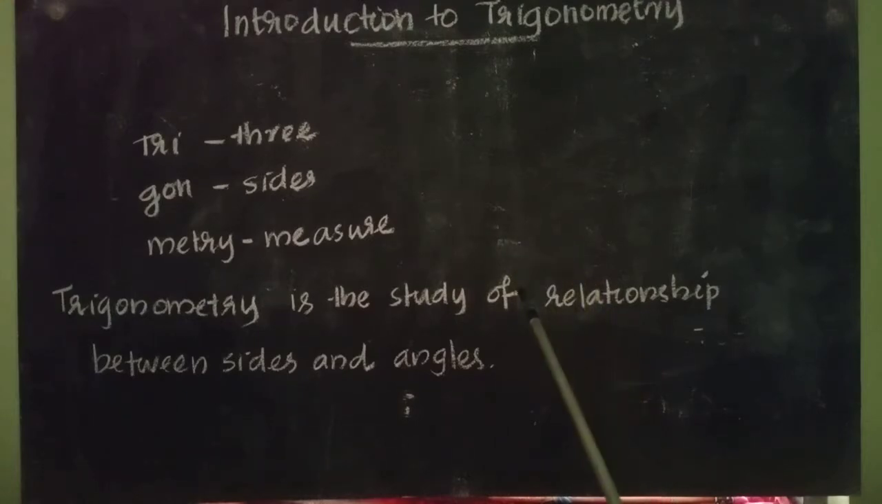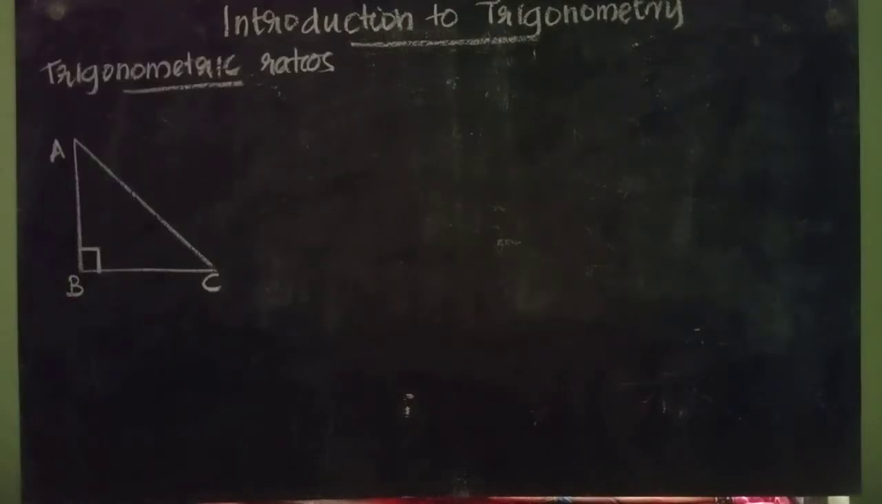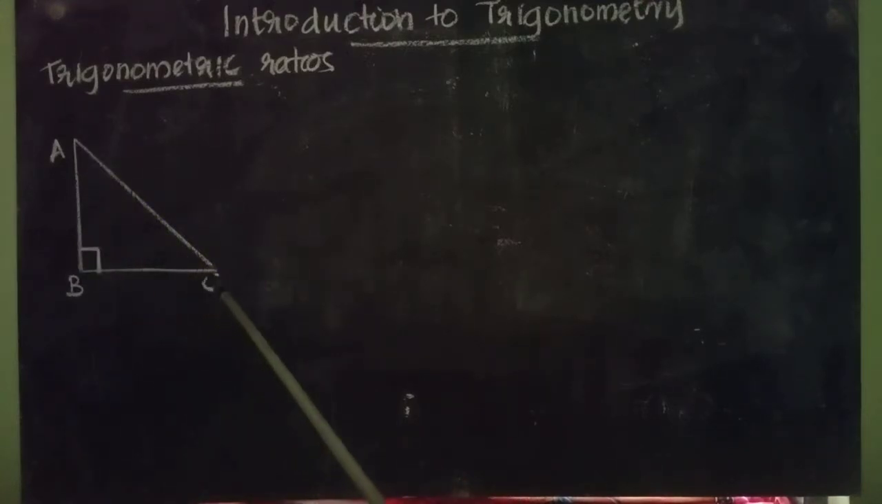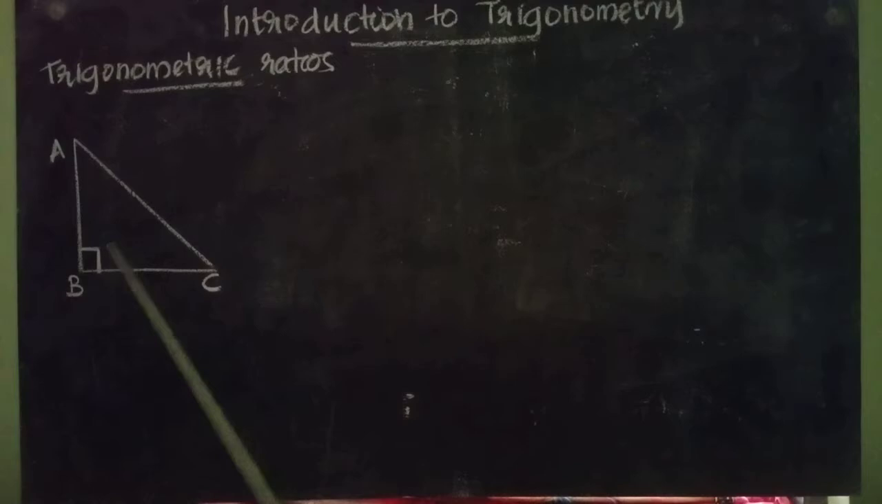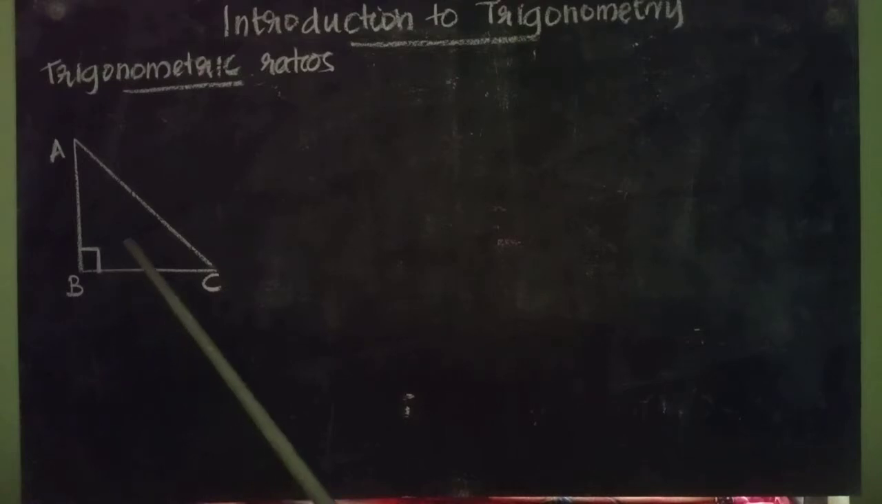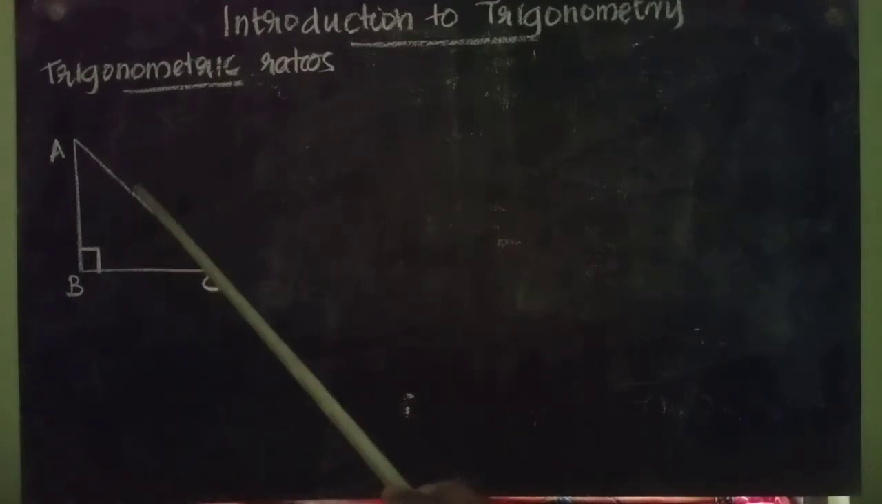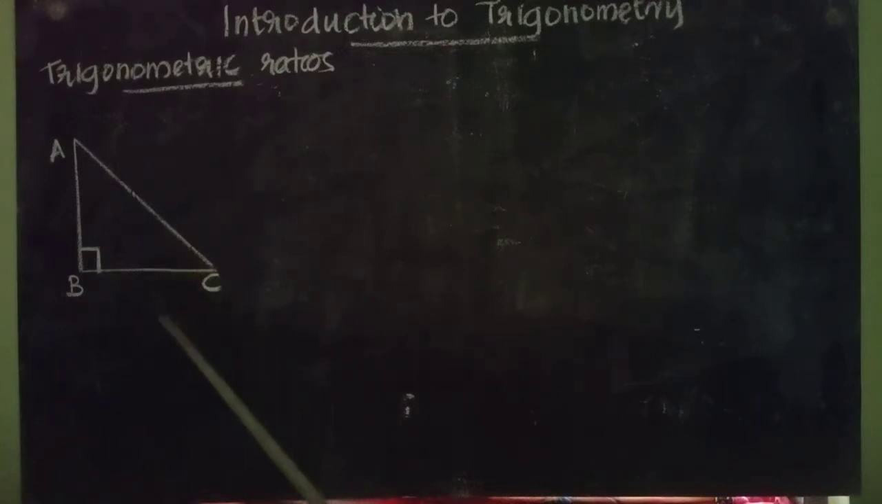So first, let us discuss what are trigonometric ratios. There are 6 trigonometric ratios. We are going to define them. You see the figure. Here is the figure of a right triangle, right angled at B. So, this angle B is 90 degrees. Then what about this angle C and angle A? They are acute angles. That means their measurement is less than 90 degrees.